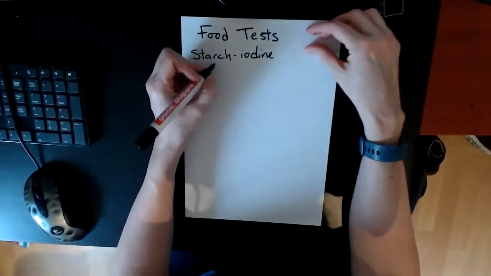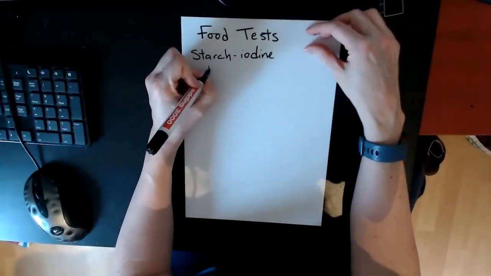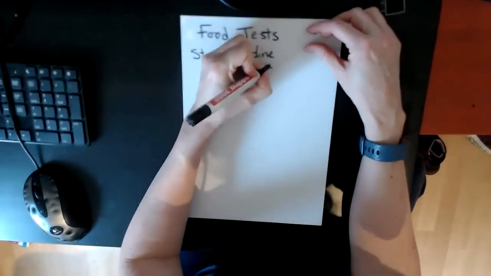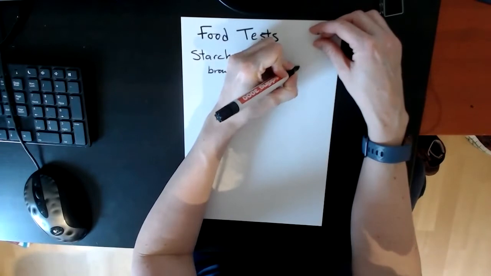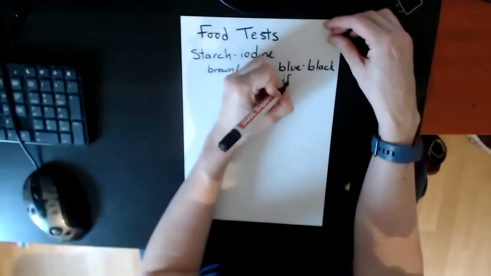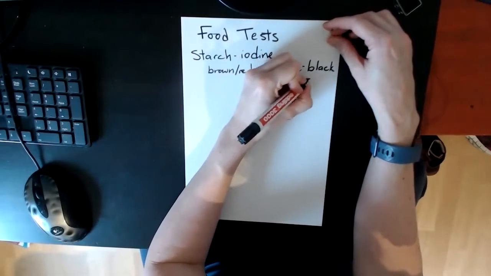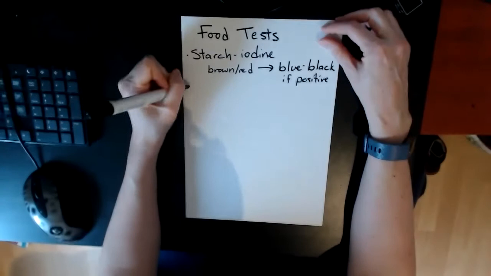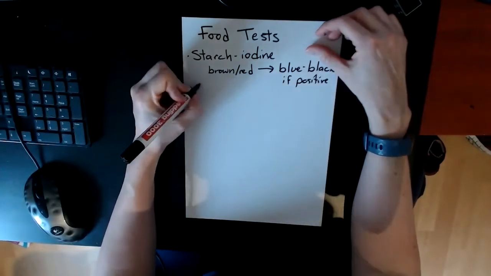And the color change is that originally the iodine is kind of a brown or rust red, and it's going to change to a very dark blue, which is called blue black, if starch is present. We'll say if positive. Okay, so that's the first one. The second food test is for glucose.